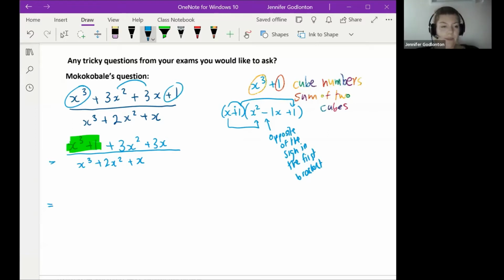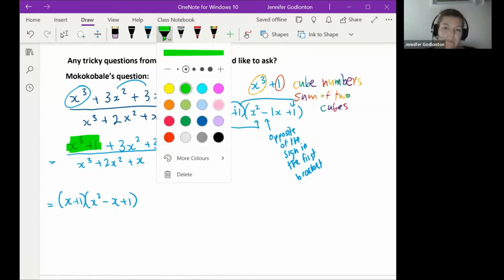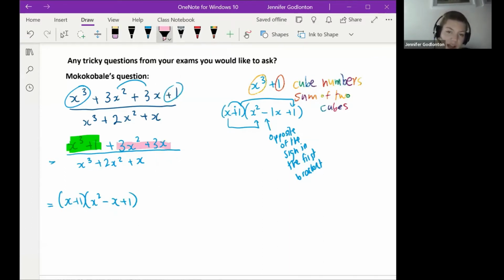Okay, cool. So I'm going to rewrite that over here. I'm going to have x plus 1, x squared minus x plus 1. And then here, suggestions on how I can factorize 3x squared plus 3x.